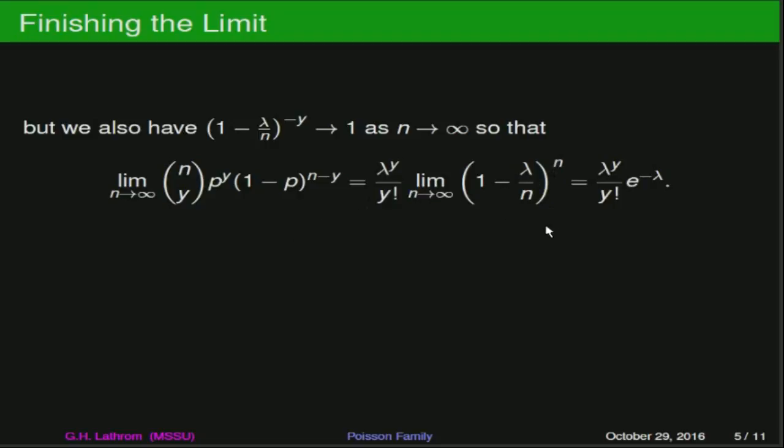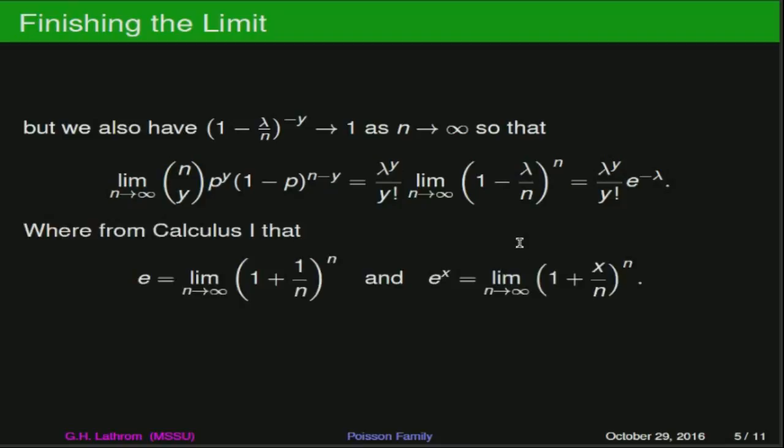Now, we recognize that as our expression for e to the x way back from our calculus days. We've got e to the x as the limit as n goes to infinity of 1 plus x over n to the n. And so in our limit, we simply replace the limit as n goes to infinity of 1 minus lambda over n to the n power with e to the minus lambda.